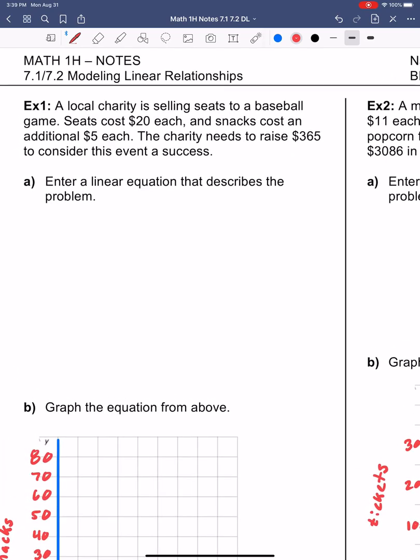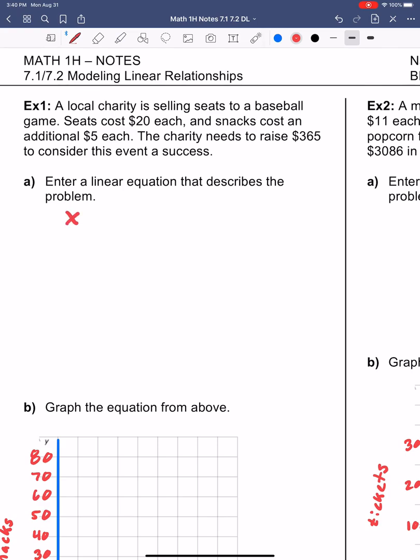It says a local charity is selling seats to a baseball game. Seats cost $20 each and snacks cost an additional $5 each. The charity needs to raise $365 to consider this event a success. First I want you to notice that we have two rates here, which means we're going to have two variables. We've got seats at $20 each and snacks at $5 each, and each of those has a different rate. So I'm going to go ahead and define these variables.